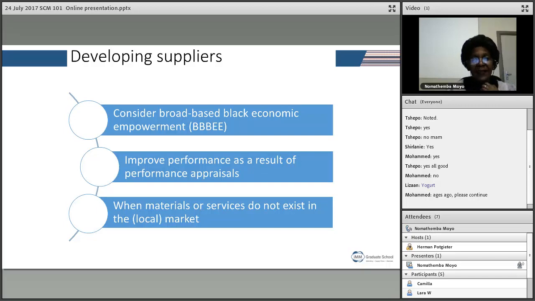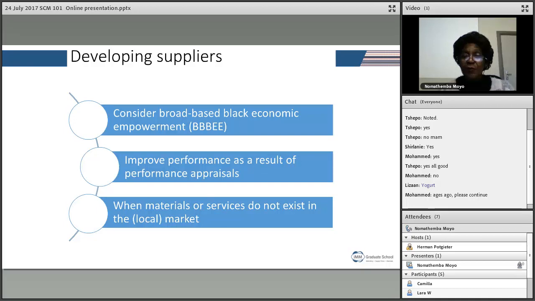Developing suppliers. When you are developing suppliers, you can sometimes decide to ask some of the broad-based Black economic empowerment organizations to supply you. Some organizations even sponsor this, give them contracts so that they can grow. They even train them, bring them to the organization to get to learn what kind of materials they want.